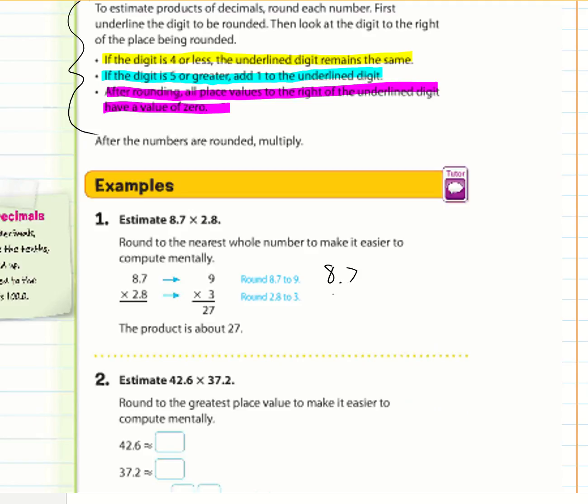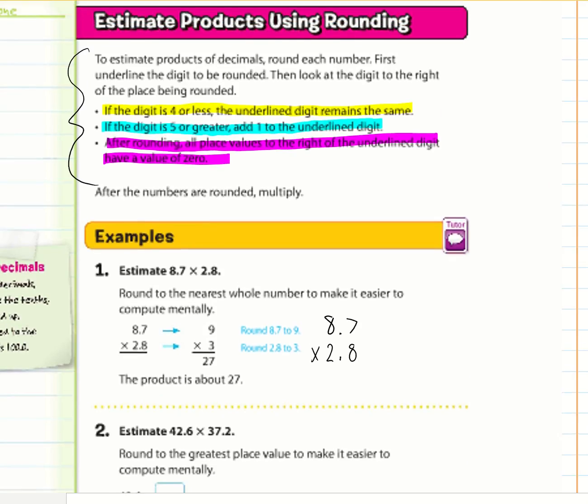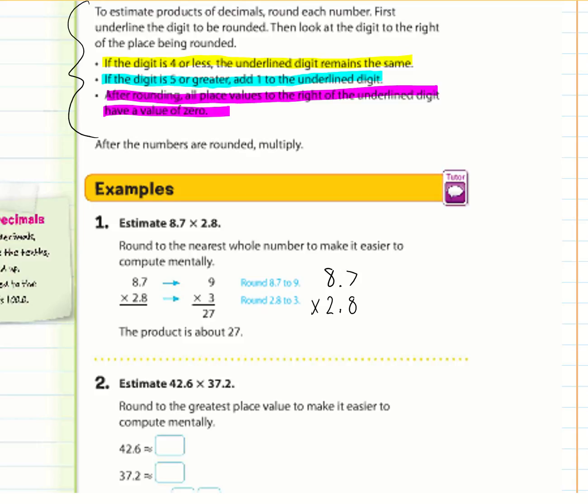So we have 8 7/10 multiplied by 2 8/10. So we are going to underline our digit, 8. And we're going to look at the digit to the right of the number being rounded. So we're going to look at number 7. 7 is 5 or greater, so we're going to add 1 to my underlined digit. So 8 and 7/10 is closer to 9. And 2, we're going to look at the 8. 8 is 5 and above, so 2 is going to become a 3. So 8 and 7/10 is closer to 9, 2 and 8/10 is closer to 3. So we have 9 times 3, which equals 27.